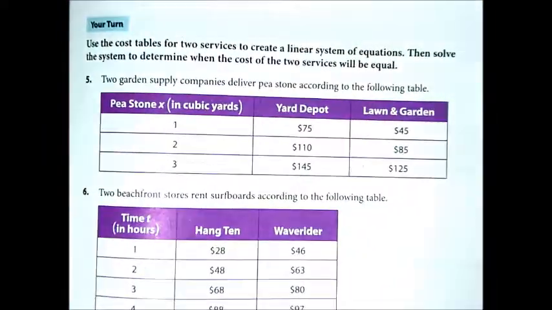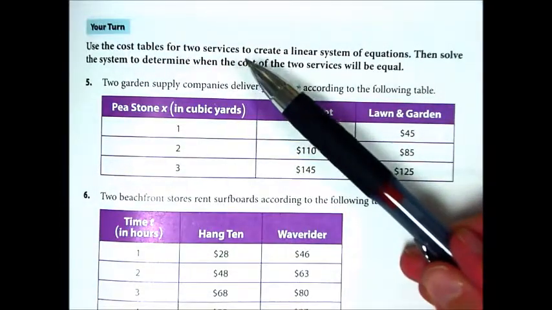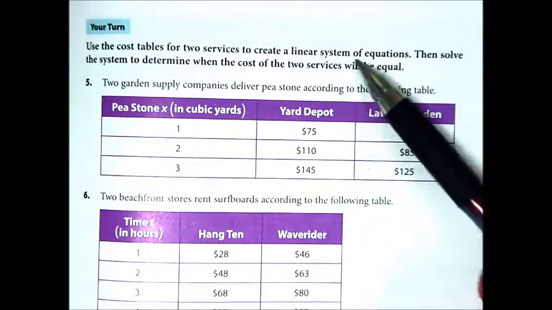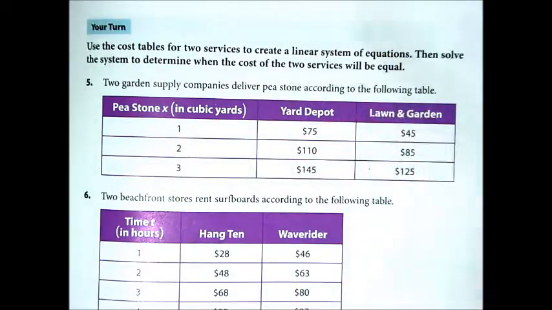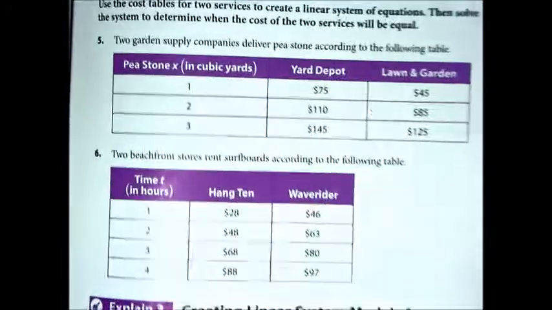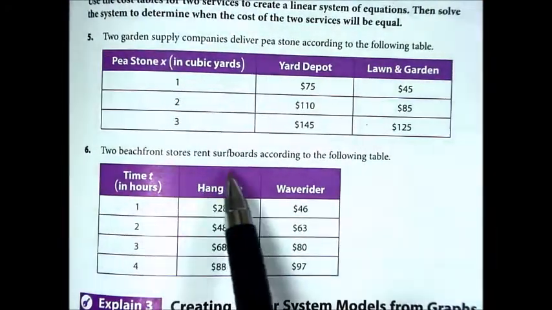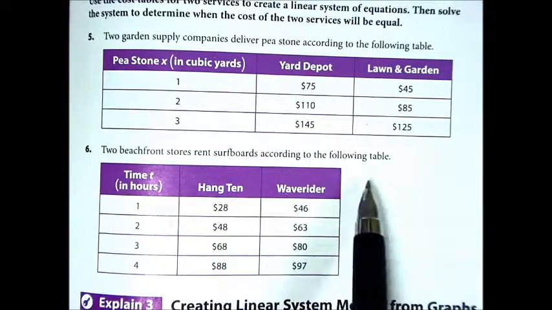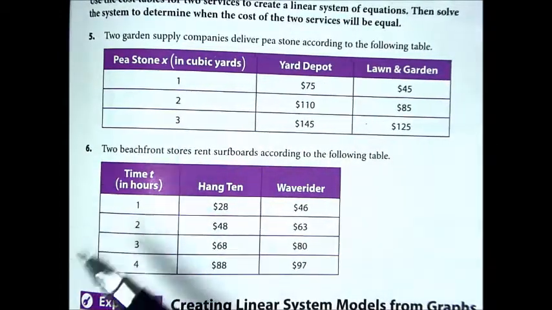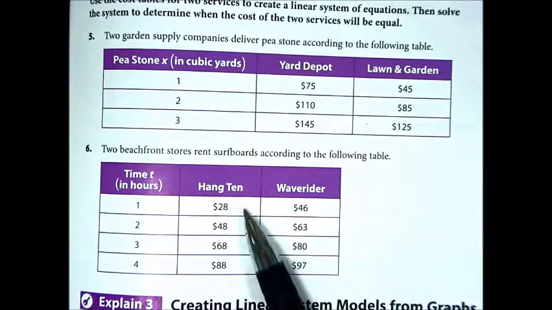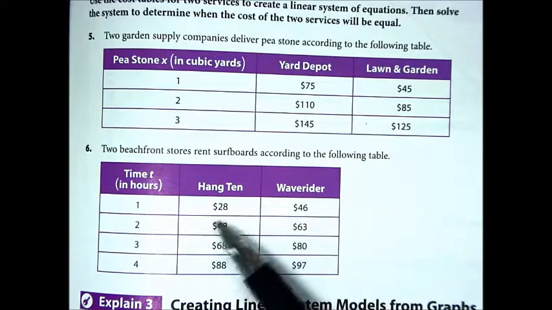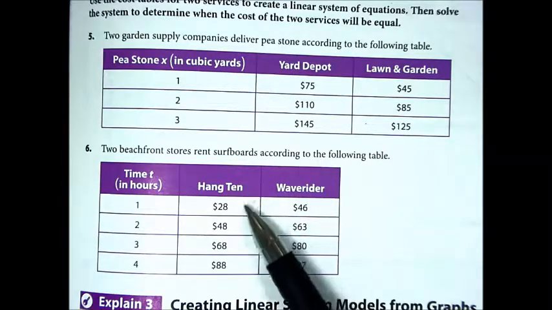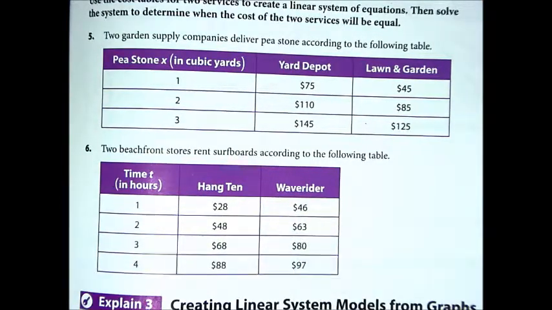So what it's going to say is use the cost tables for two services to create a linear system of equations. Then solve the system to determine when the cost of the two services will be equal. Okay, so we're working right here. Okay, these are two beachfront stores that rent out surfboards according to the following table. So they charge by the hour. Okay, you have a choice to rent your surfboard from Hang 10 or rent it from WaveRider. So you've got your table of prices, and what you're going to need to do is create an equation for each of these two surf shops.